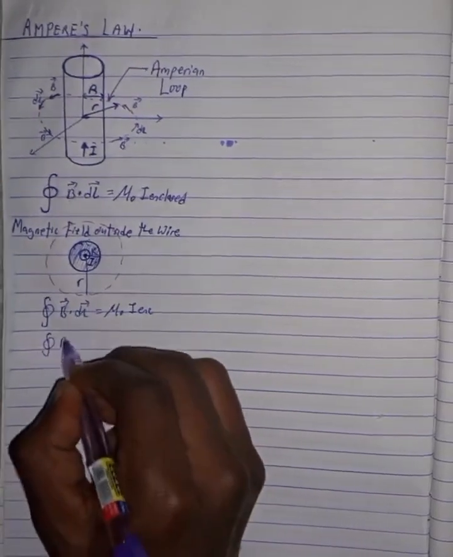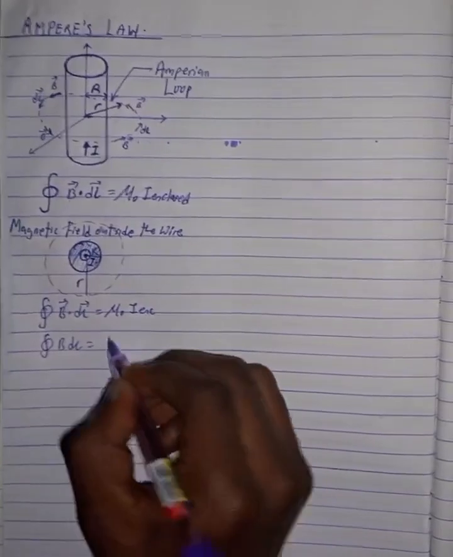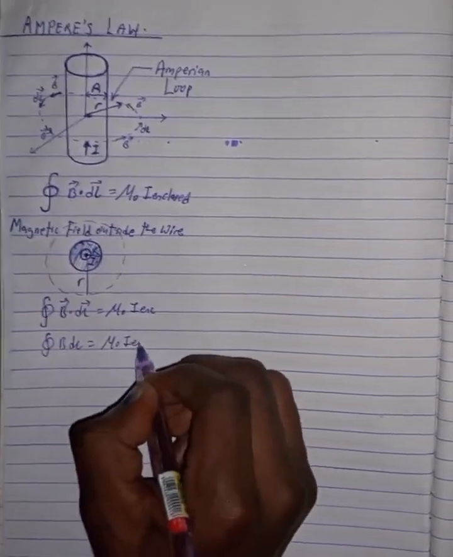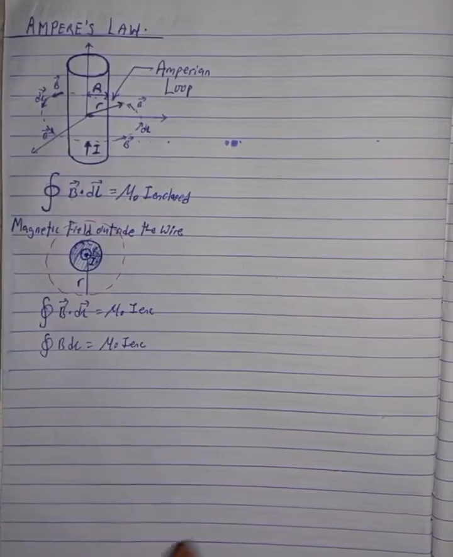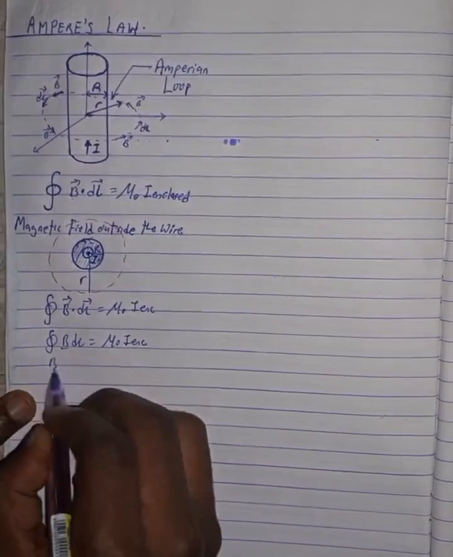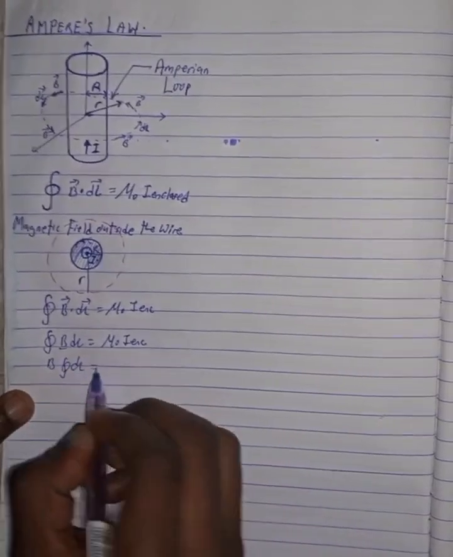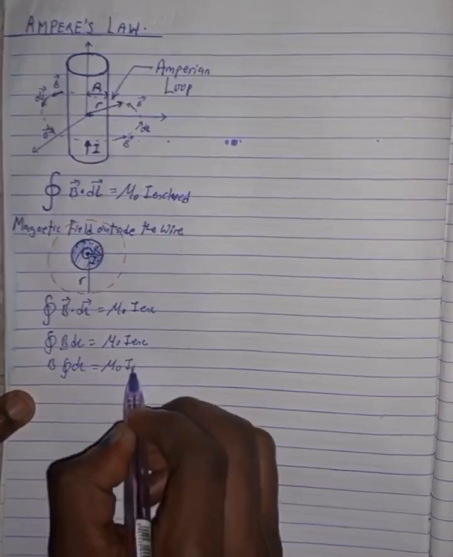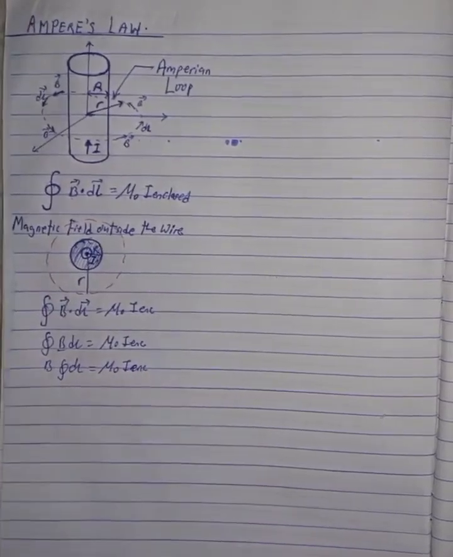So I have the loop integral of B dl equal to mu naught I enclosed. Now from here, you observe that B is a constant, so I can bring it out. B times the integral of dl equals mu naught I enclosed. Now from here, what will I do?